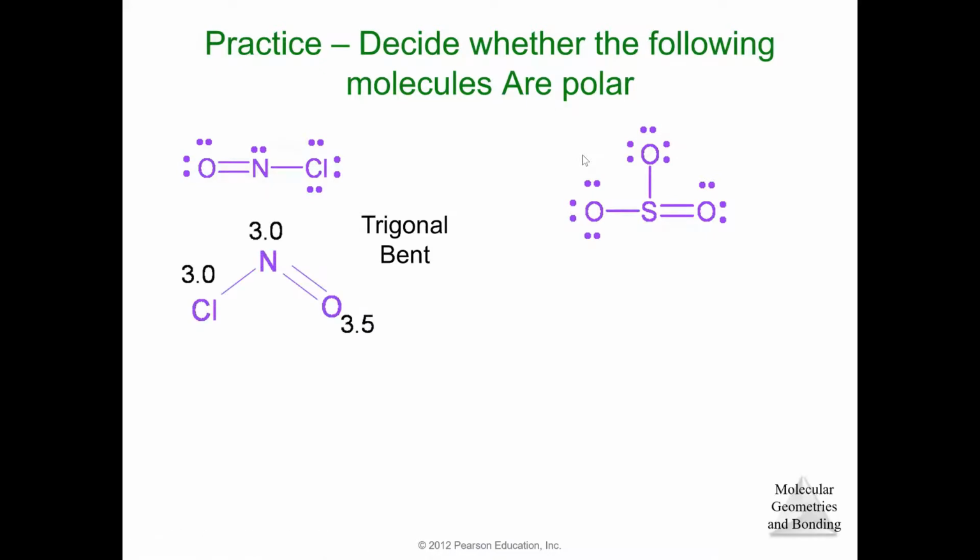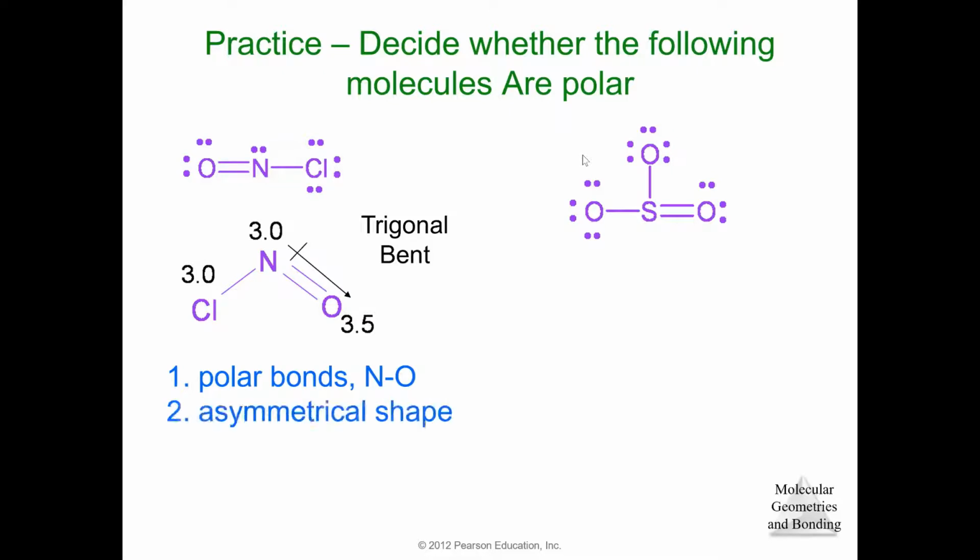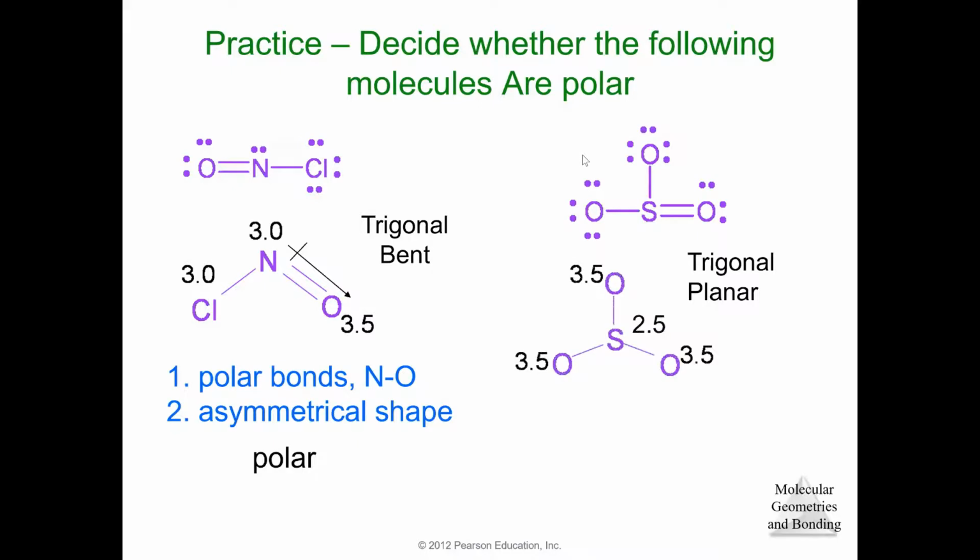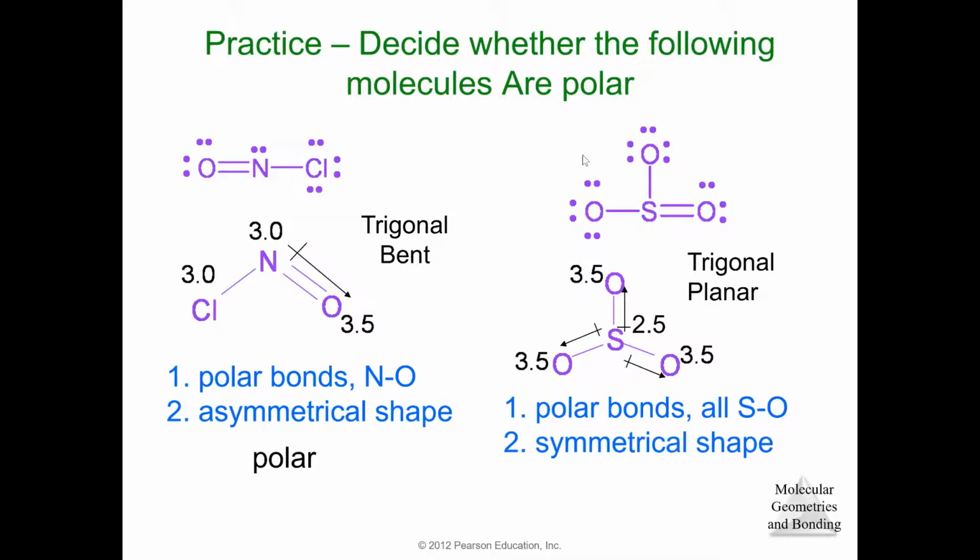So looking at this one, you can see here why this one is what? Polar. And the other one, you're looking at it as trigonal planar. And what do you think? This would be what? Polar bond, but symmetrical shape, and that makes it non-polar. Okay.